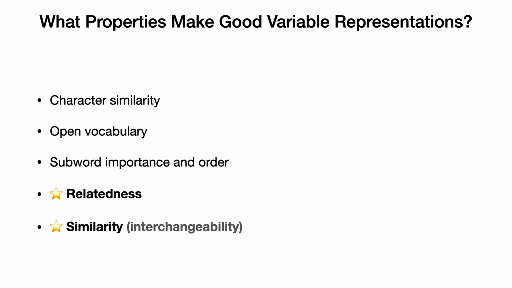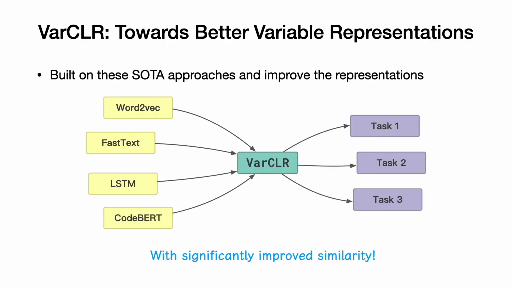So now we have discussed what properties make good variable representations, and especially the difference between relatedness and similarity. And we have seen there's a lot of room for improvement for these current methods to capture similarity. So we propose VarCLR, which tries to improve these properties, especially the similarity.